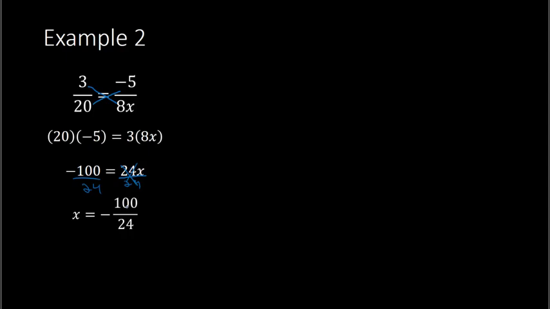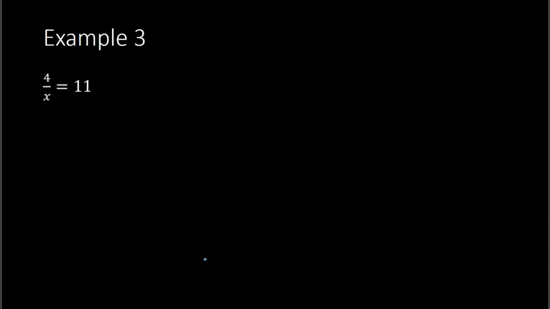I can then reduce by dividing the top and the bottom by 4, which would give me 25 over 6. So my answer for x would equal negative 25 over 6. And if I wanted to, I could write this as a mixed number. This would be negative 4 and 1/6.